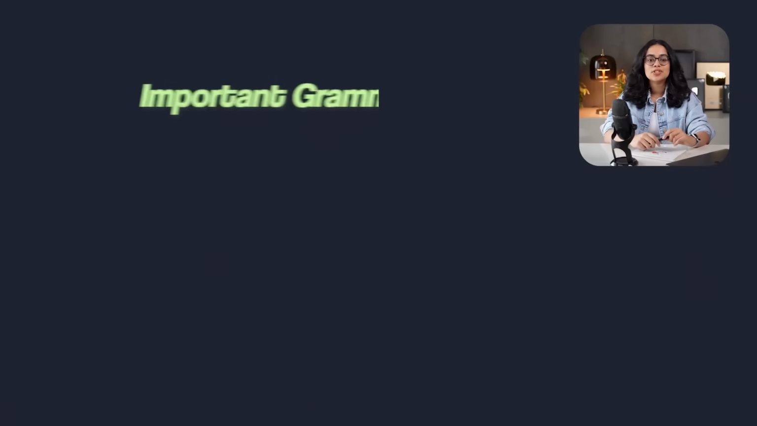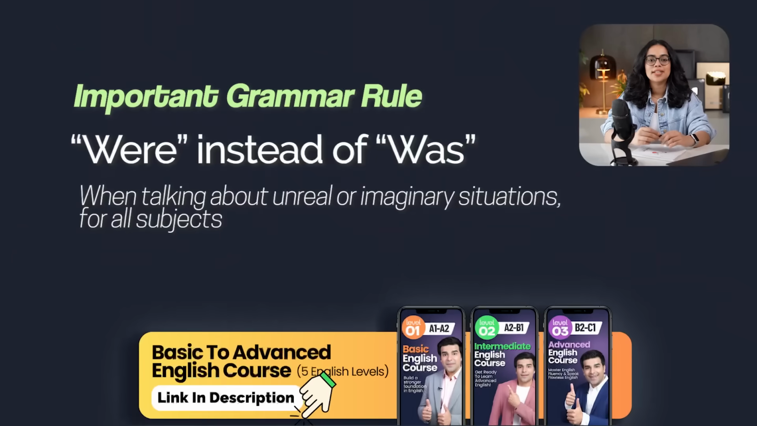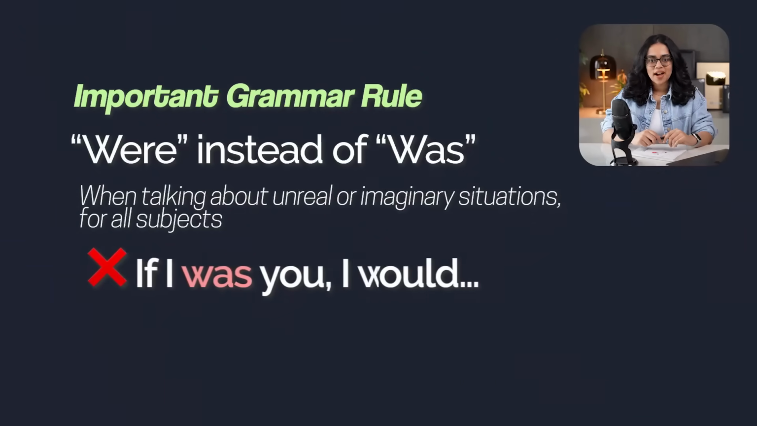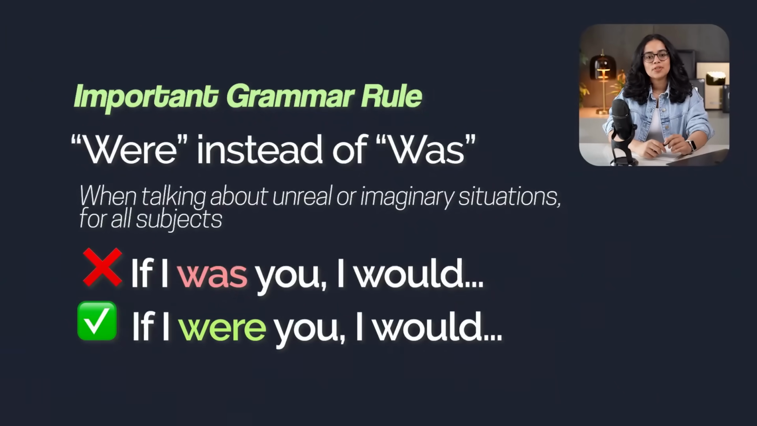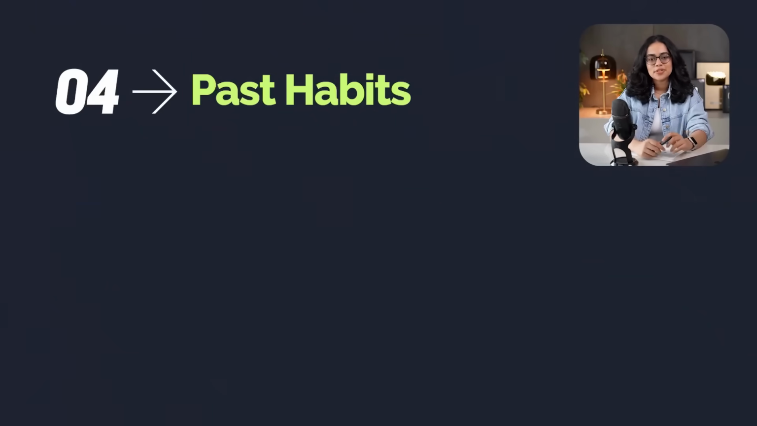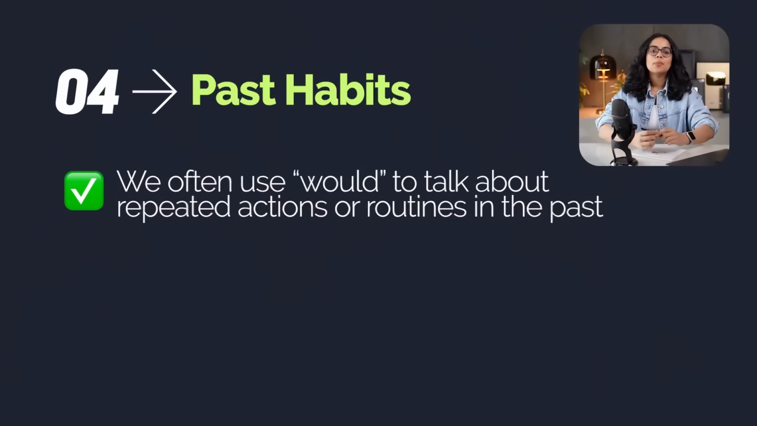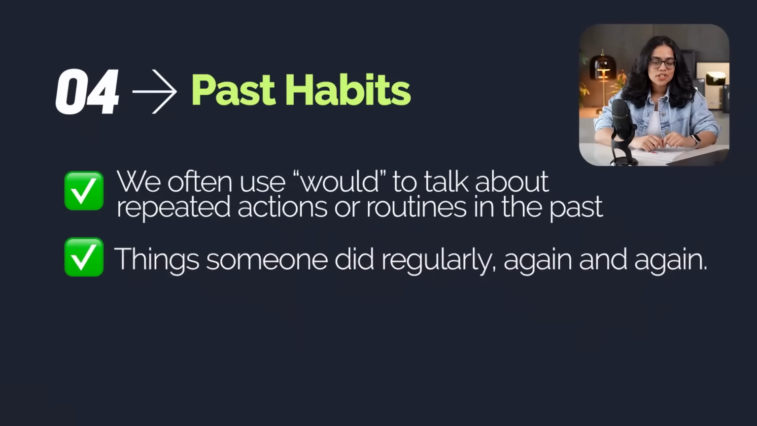Now, an important thing to note. We use were instead of was. When we talk about unreal or imaginary situations, we use were for all the subjects. We never say, if I was you, I would do this. We always say, if I were you, I would do this. Keep this in mind. Now let's move on to the next use of would, to talk about past habits. We often use would to talk about repeated actions or routines in the past, things someone did regularly and again and again in the past.